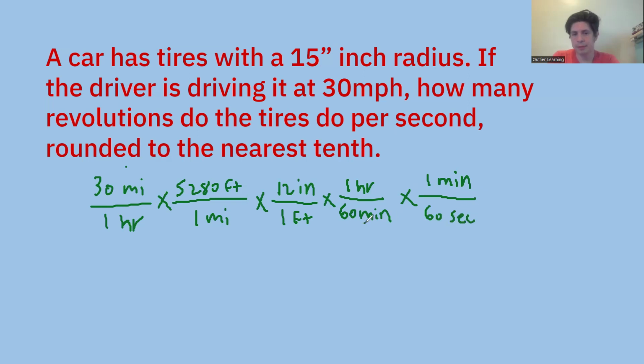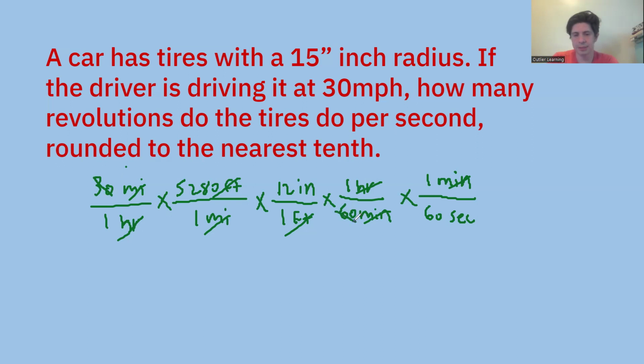And what will happen is the minutes cancel, the hours cancel, the feet units cancel, and the miles cancel. And then you'll be left with inches over seconds. By doing it that way, you know that you've multiplied by what you need to multiply and divided by what you need to divide. And you can plug this into the calculator. I'm going to do it by canceling and seeing how far I can get with that.